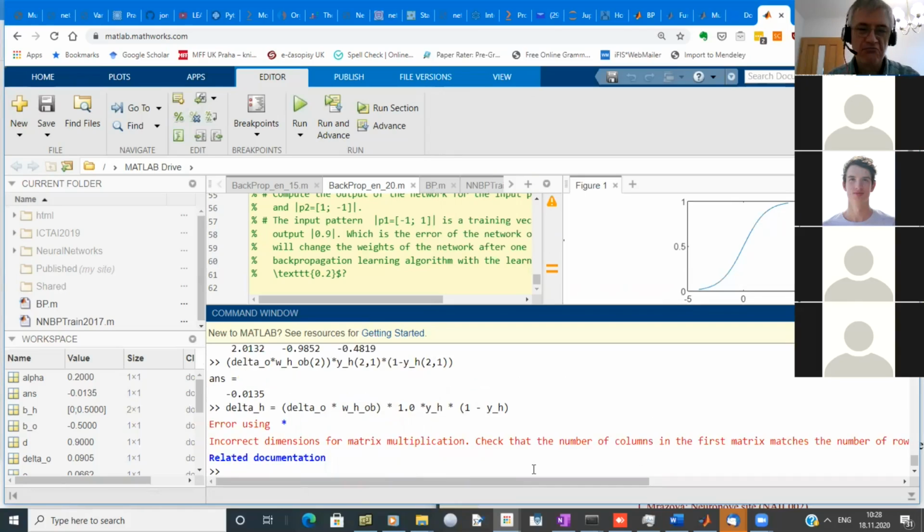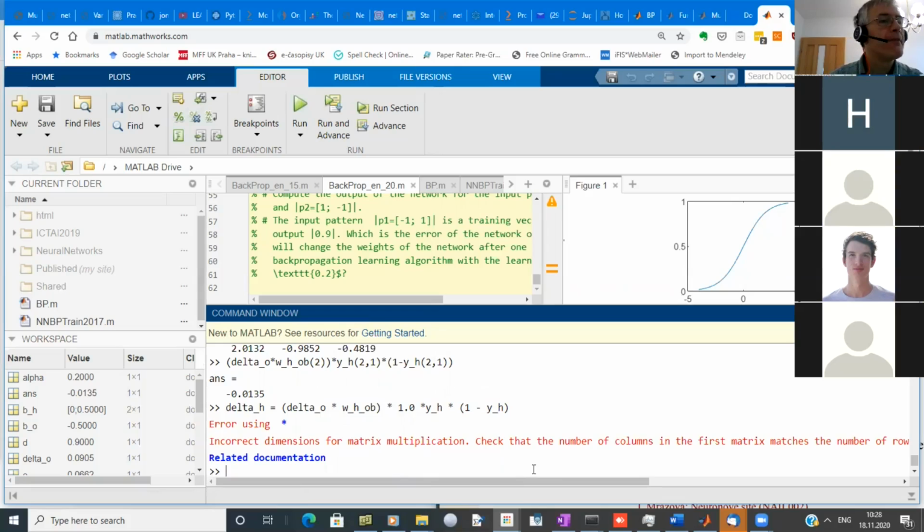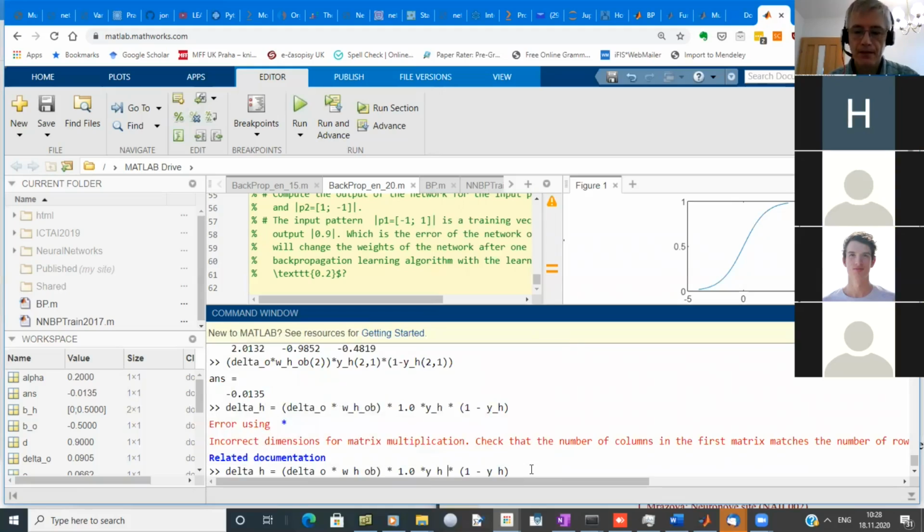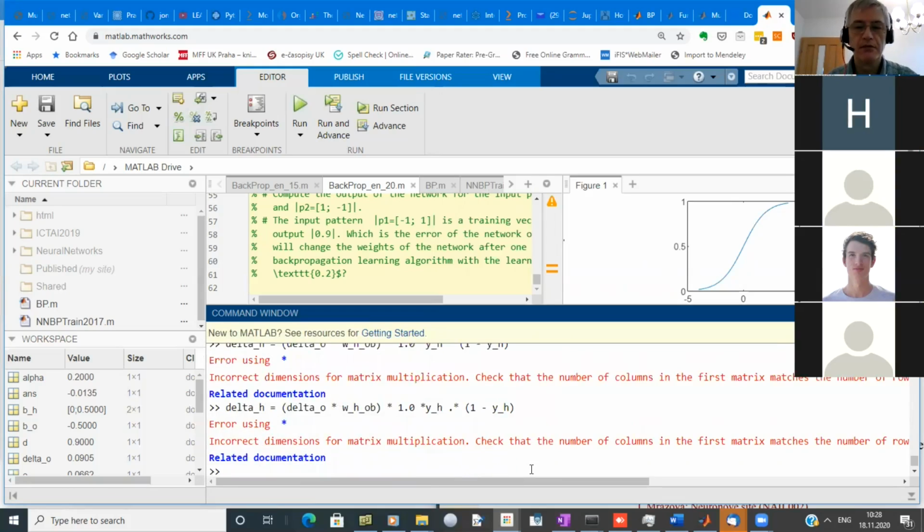It doesn't work. What's wrong with the expression? We should use element-wise multiplication. Element-wise, and where? At the YH, and the 1 minus YH. So you mean here? Yes. Still no, even in YH.